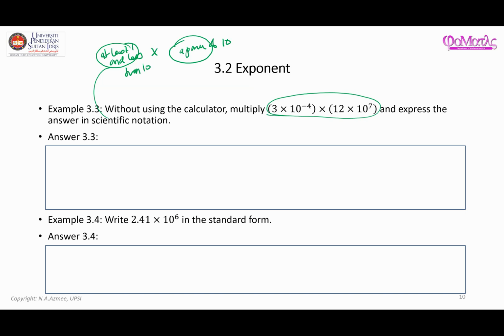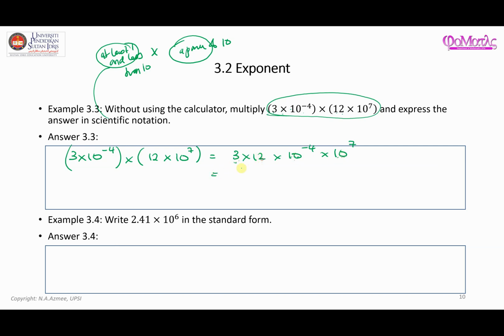Okay, so without using the calculator, this is quite easy. Since they are all just multiplying with each other, we can rearrange the position so that it looks easier to be solved. Originally we have 3 times 10 to the negative 4 times 12 and then times 10 to the power of 7. So I'm just going to rearrange the position. So we have 3 times 12, and then 10 to the negative 4, 10 to the power of 7. And we can see that these terms here can be easily multiplied.